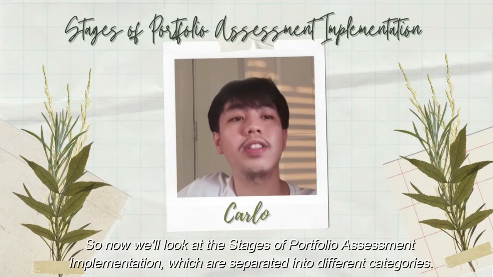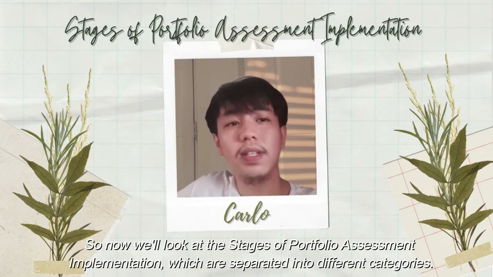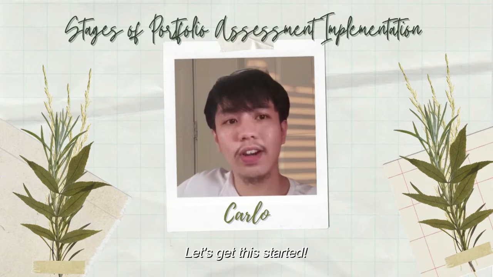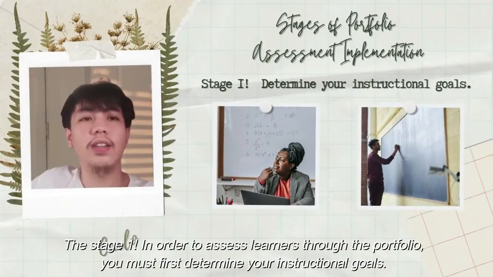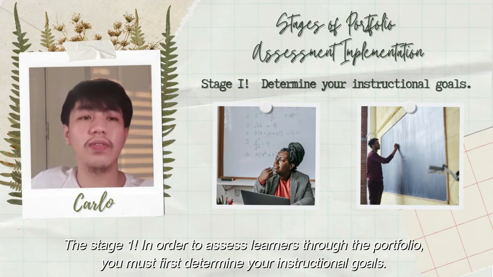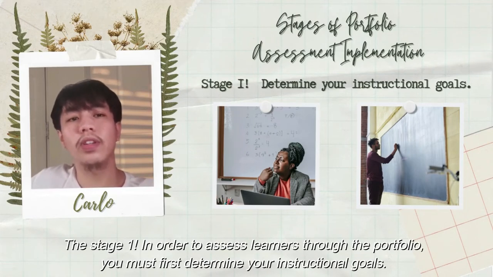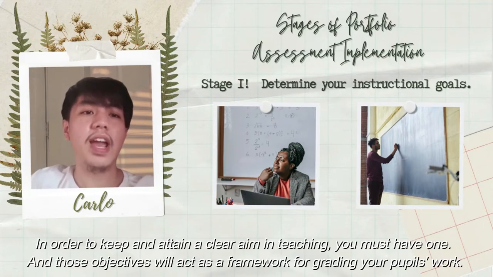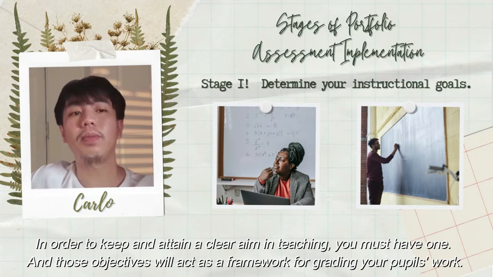So now, we'll look at the stages of portfolio assessment implementation, which are separated into different categories. Let's get this started. Stage 1. In order to assess learners through the portfolio, you must first determine your instructional goals. In order to keep and attain a clear aim in teaching, you must have one. And those objectives will act as a framework for grading your pupils' works.